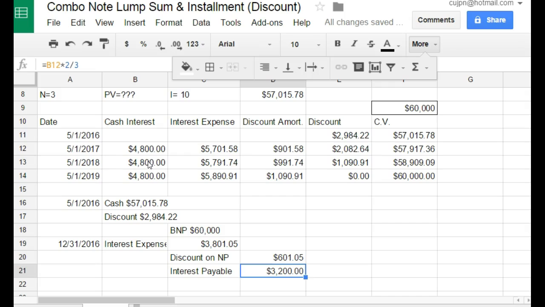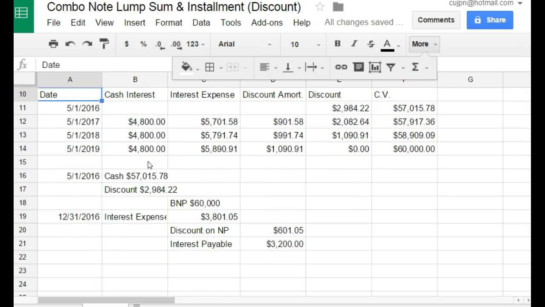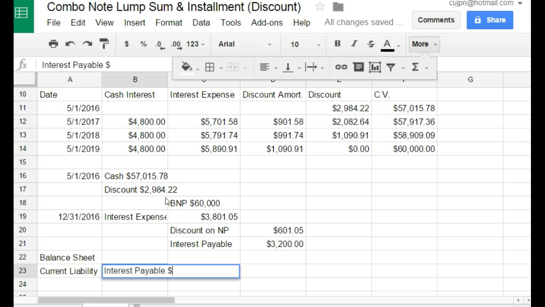So now the question is, what goes on the financial statement? Be careful here. We're going to look at all this to do the financial statement, so we type in balance sheet. Remember on the lump sum, we had no current liability until we got to the year before maturity. Well, here, for the current liability we only have the interest payable, so there's the interest payable of $3,200.